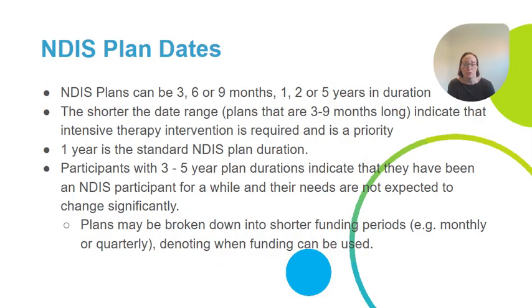1 year is a pretty stock standard NDIS plan. When participants start to get 2 to 3 year plan durations, it generally indicates to the NDIS that the participants' needs are not going to change too much, and we're not expecting too much change over time.